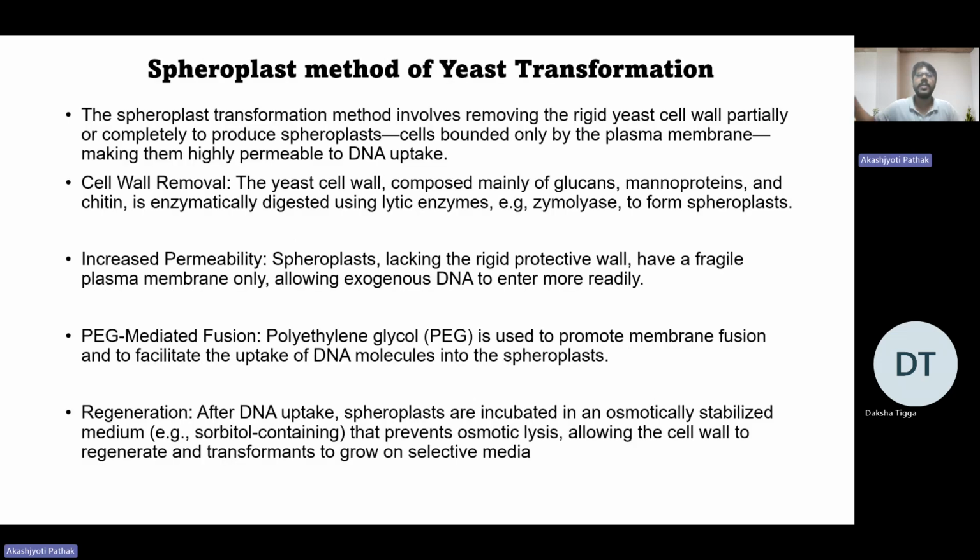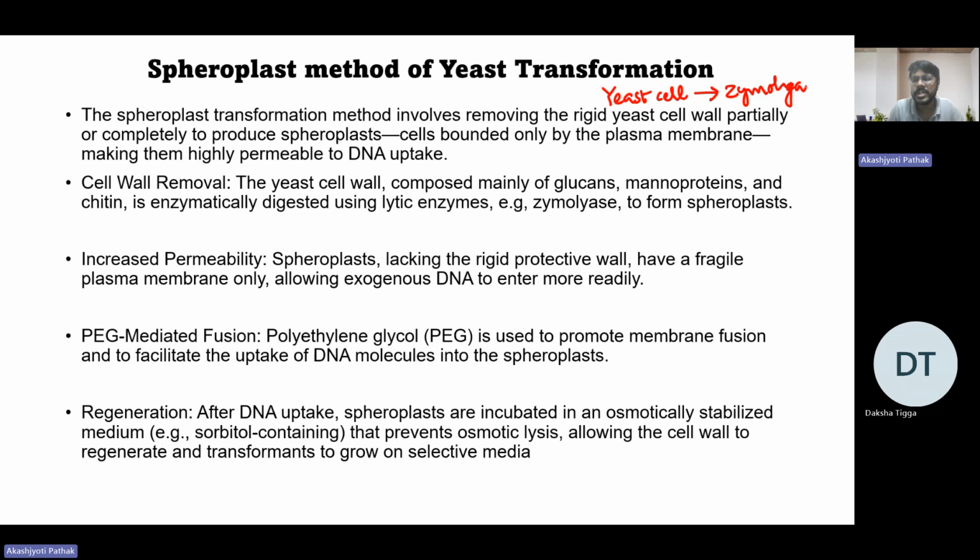So another method is the spheroplast method of yeast transformation. So what is the spheroplast method? In the spheroplast transformation method, first the cell wall of the yeast is removed. Basically the yeast cell is treated with an enzyme. What is the name of this enzyme? The name of the enzyme is zymolase. The yeast cell is treated with the enzyme zymolase.